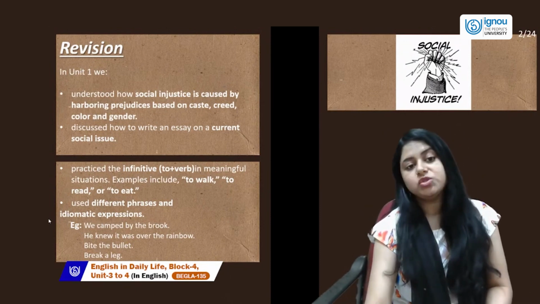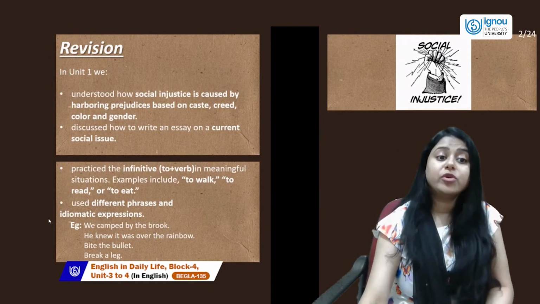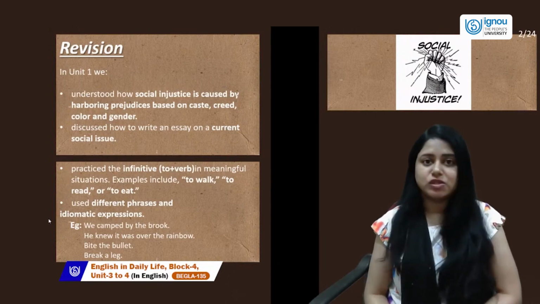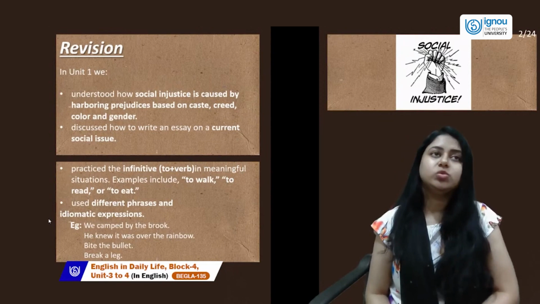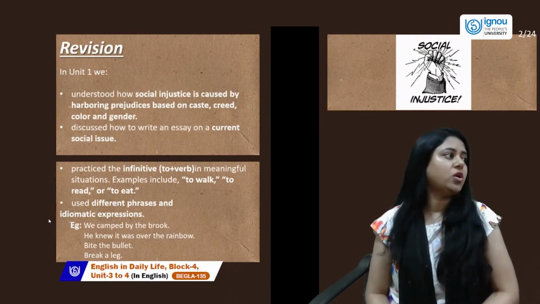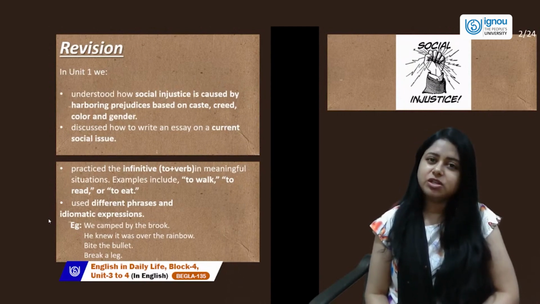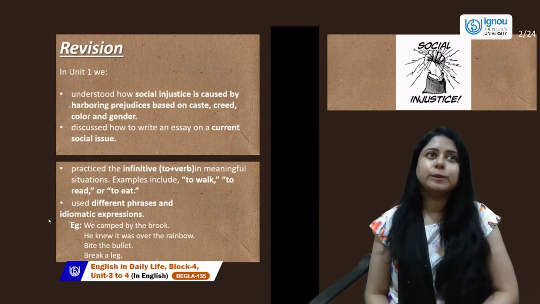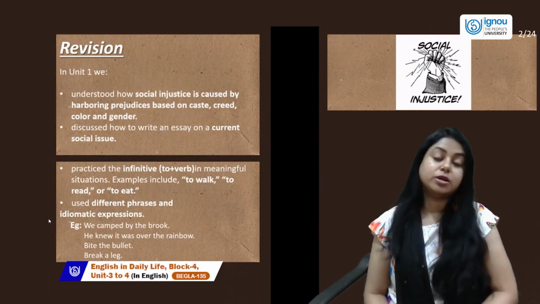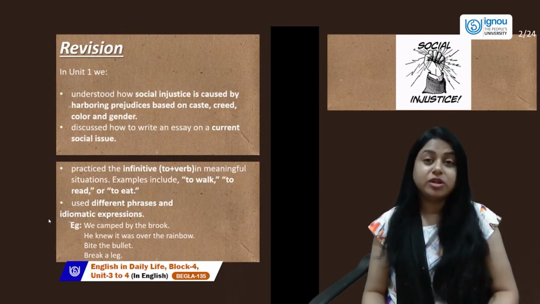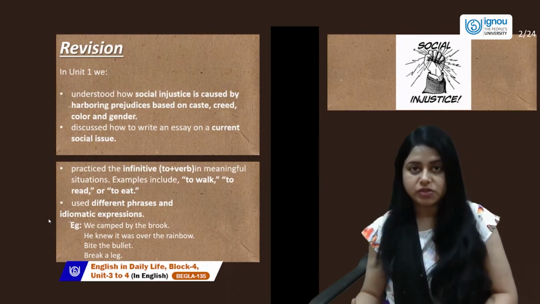In Unit 1, we understood how social injustice is caused by harboring prejudices based on any kind of discrimination, right? In all ages and in all sections of society, you will see that the root cause of all social ills or social evils, social injustice is primarily discrimination, inequality, and power dynamics. Okay, the need to control the other person or another section, and usually this tendency becomes predominant when people are in a superior position, right?